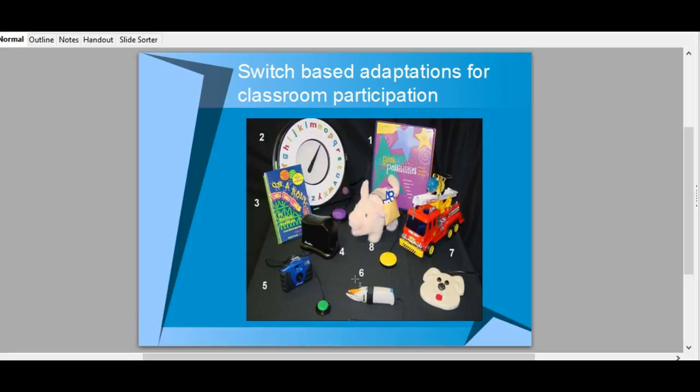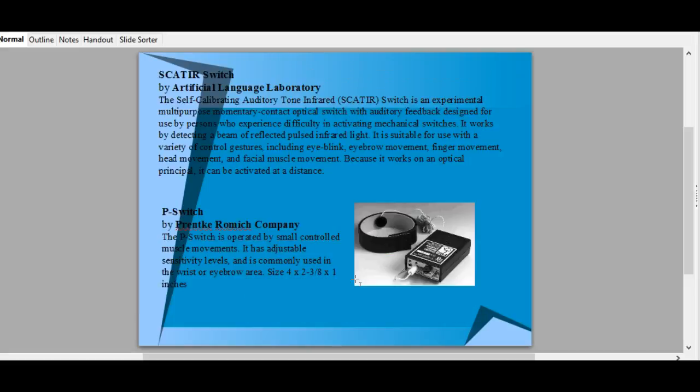So there is a few toys that you can turn on and off here. A clock, which is a spinner, a few books that read to you electronically out loud. So all of that can be adapted with switches. Here's a few more examples of switches.